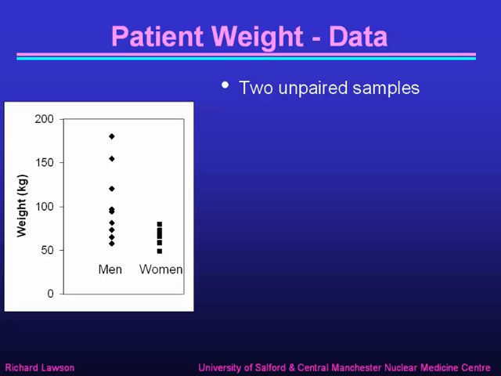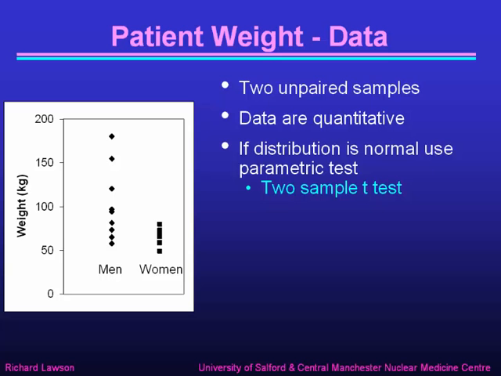So we have two samples, and clearly they're unpaired. The men and women are not the same people. There are no pairings between them. The data are certainly quantitative because we've got weights. If the distribution of each was normal, then we could use a parametric test, which in this case will be the two-sample t-test that we looked at in the previous lecture. So we have to decide whether this distribution is normal or not.